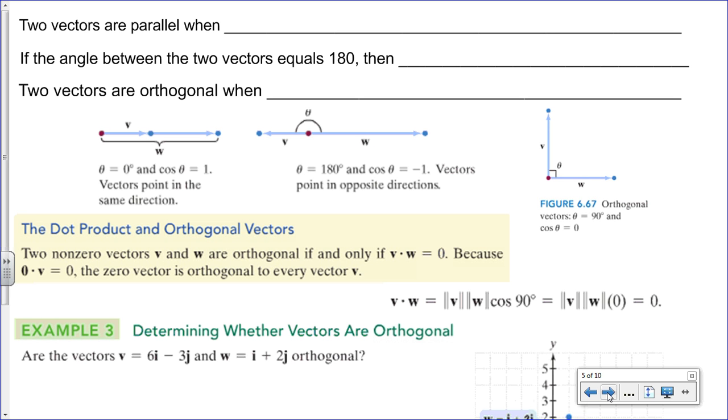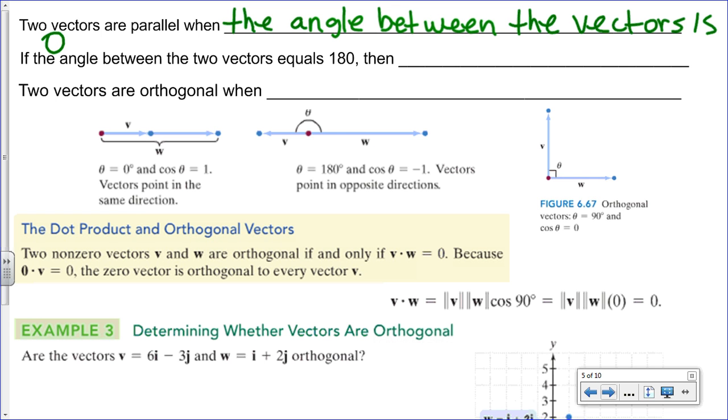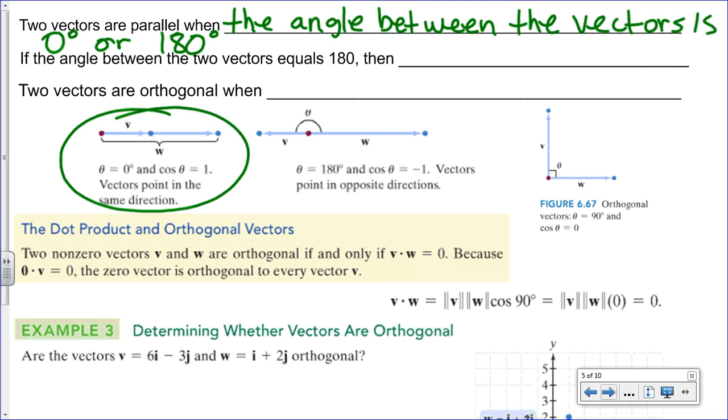So two vectors are parallel when the angle between the vectors is 0 degrees or 180 degrees. And we have an example here with 0 degrees, and we know that because they are going in the same direction. I know it's kind of weird to say that they are parallel, but they are parallel, just because of the angle between them.